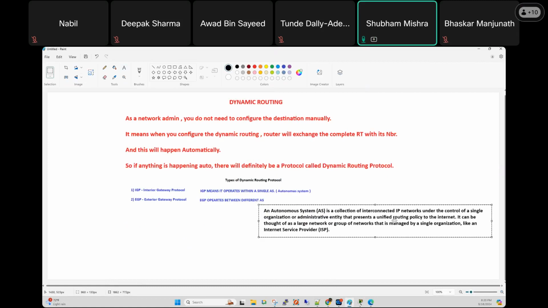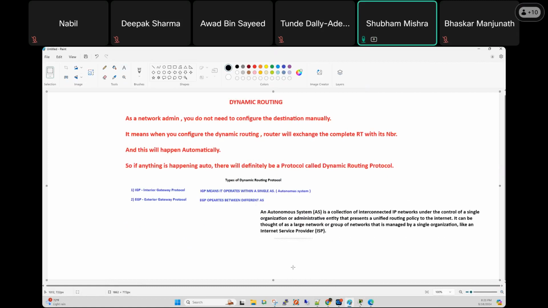Please read, guys, what I write about the AS number. An AS is a collection of interconnected IP networks under the control of a single organization or administrative entity that presents a unified routing policy to the internet. It can be thought of as a large network or a group of networks that is managed by a single organization, for example an ISP, internet service provider. Do you guys understand?